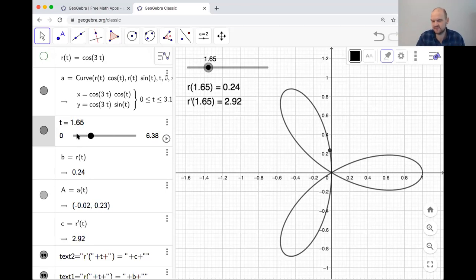In some contexts, both of those can mean the same thing. In this particular case, you can see r prime, dr/dθ, is going to go from positive to negative, and we're at a maximum. We're the farthest we're ever going to be.